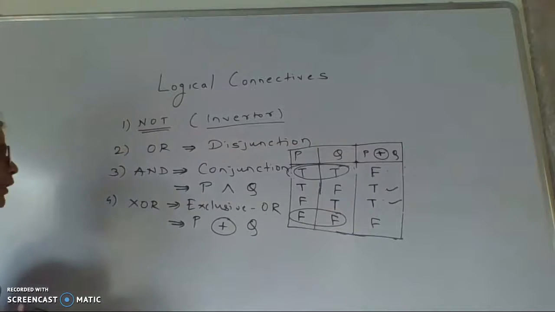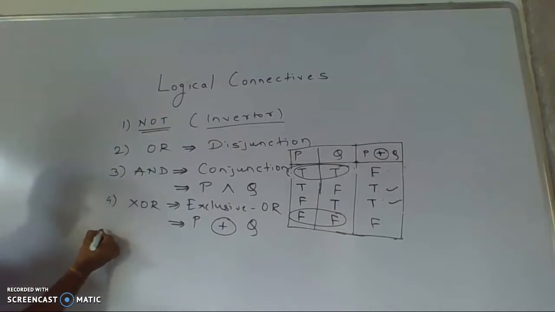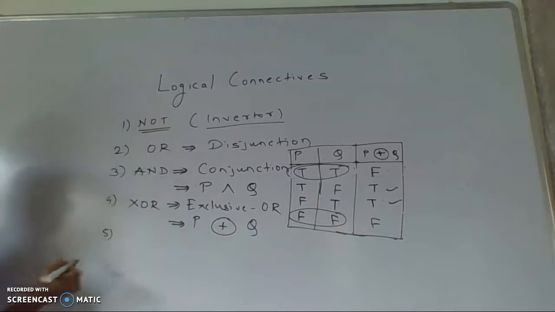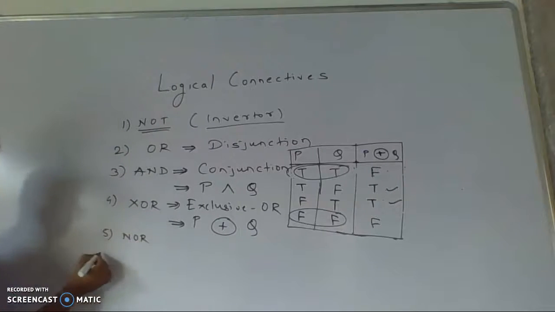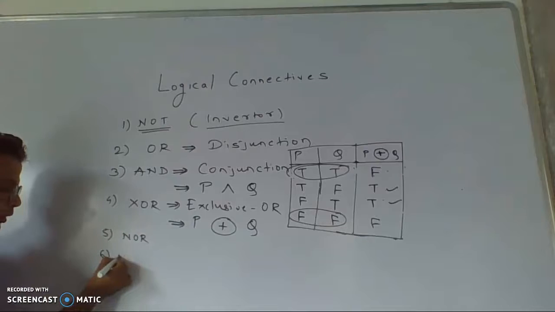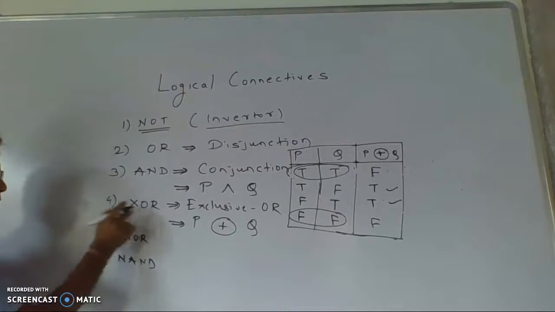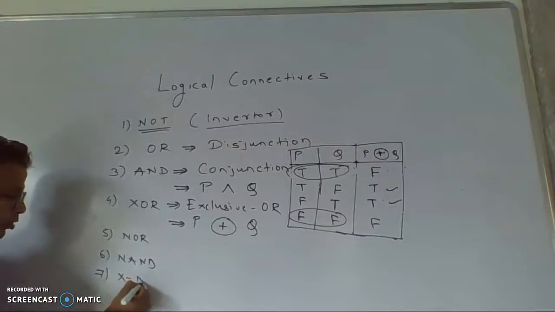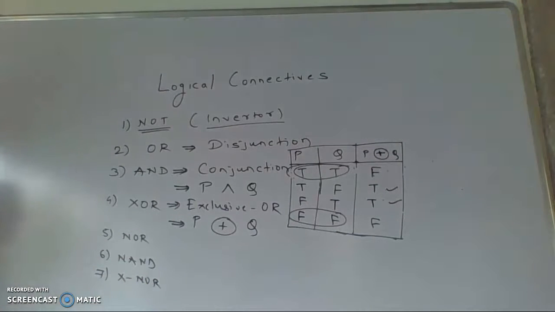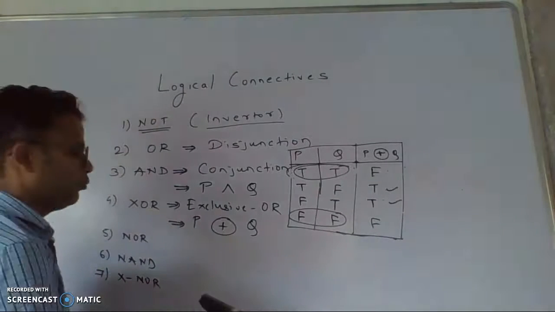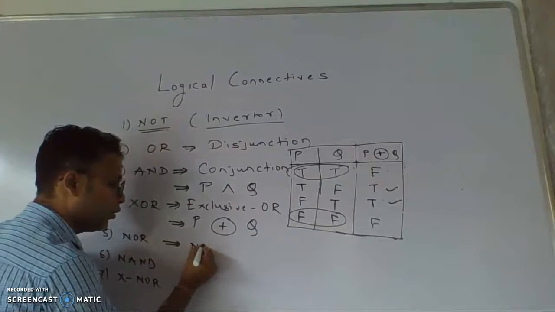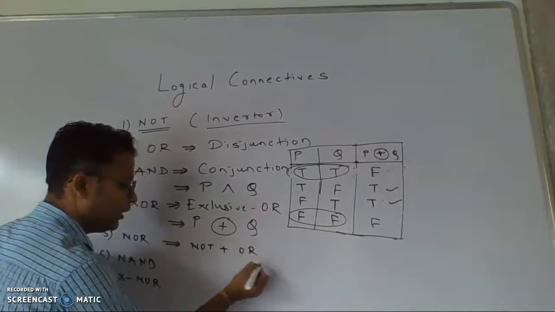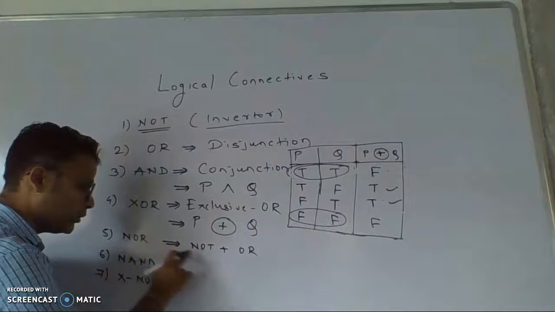Now the next three operations are negations of these three. So the negation of OR is nothing but your NOR. Then the negation of AND is nothing but NAND, and the negation of XOR is nothing but XNOR. So let us see that one by one. The first one is NOR. NOR is as good as NOT plus OR.